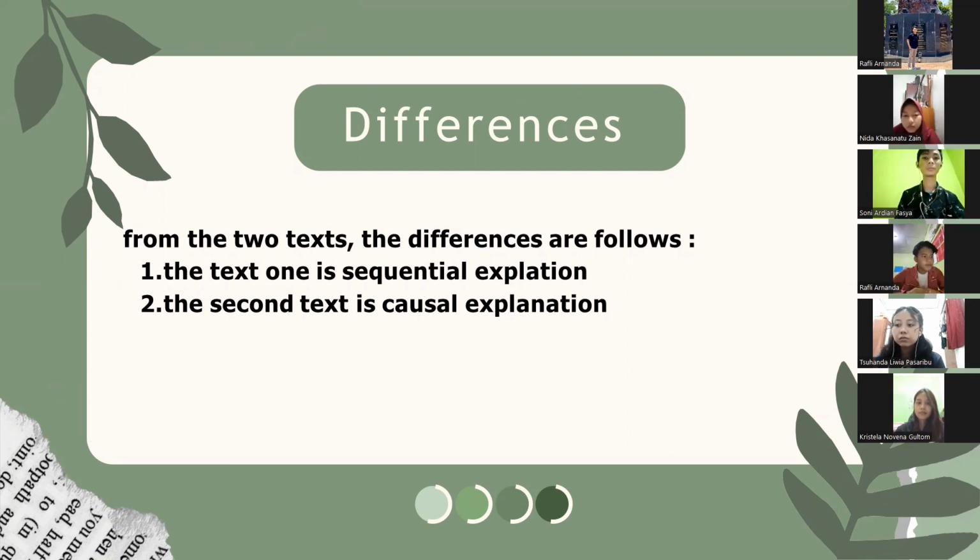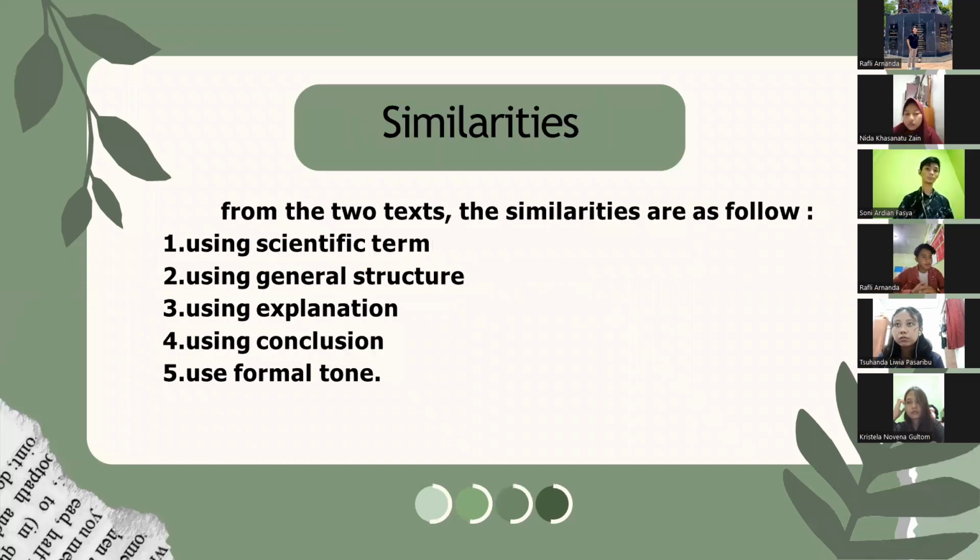Okay, next is the difference. From the two texts, the differences are as follows. The first text is a sequential explanation, and the second text is a causal explanation. As for similarities, from the two texts, the similarities are as follows. One, using scientific terms, two, using general structure, three, using explanation, four, using conclusion, five, using formal tone.